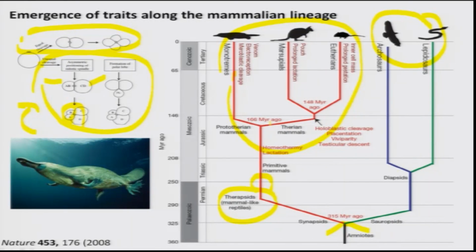So it is important to know that both monotremes and marsupials are unique to the Australian continent, right, whereas eutherians are present everywhere. Obviously, they represent a different lineage. About 166 million years ago, that diverged the prototherians and therian mammals.